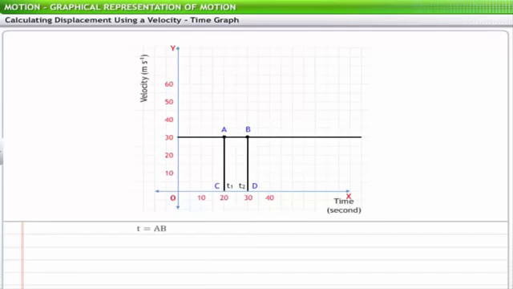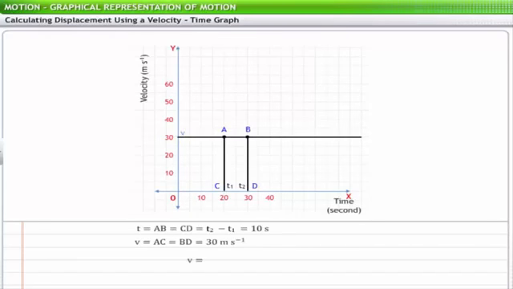We can say AB is equal to CD is equal to t2 minus t1 is equal to 30 minus 20 is equal to 10 seconds. Since the car is moving with a uniform velocity, the magnitude of its velocity is the same at all points on the graph. Velocity v is equal to AC is equal to BD is equal to 30 meters per second.